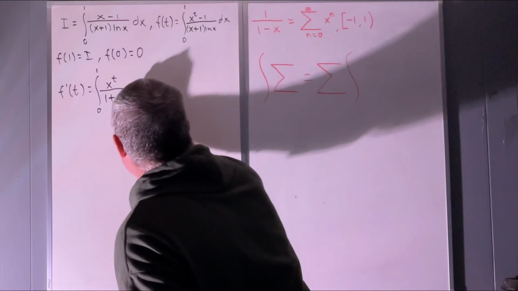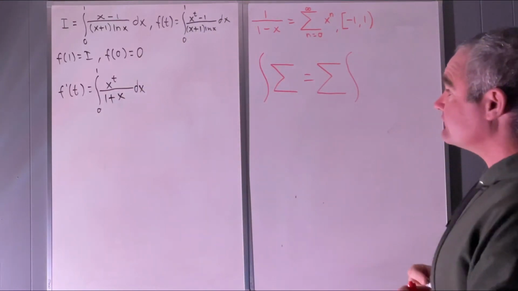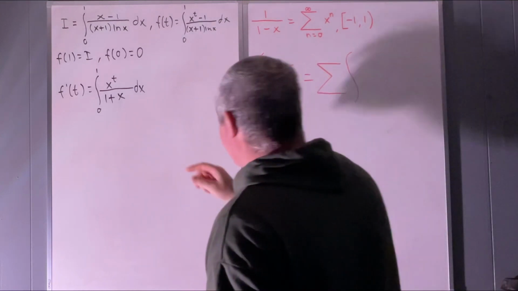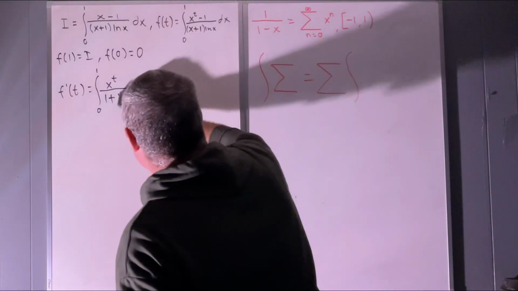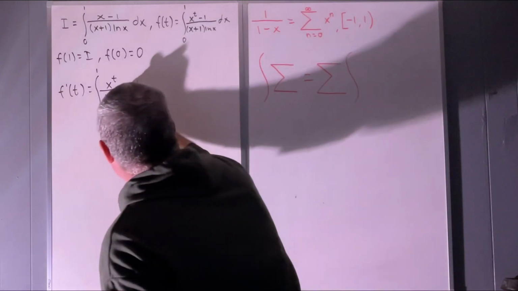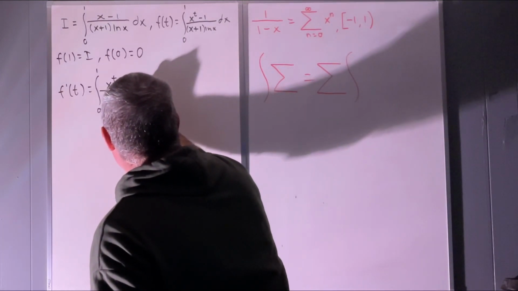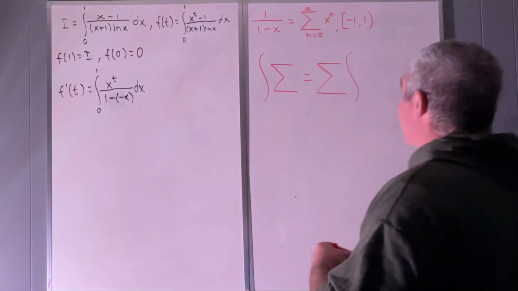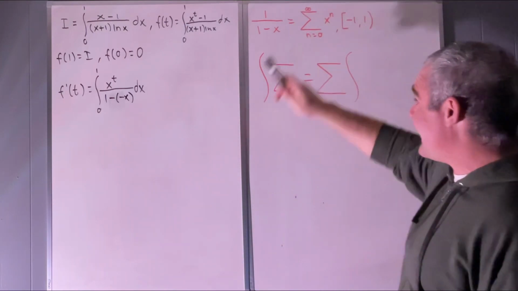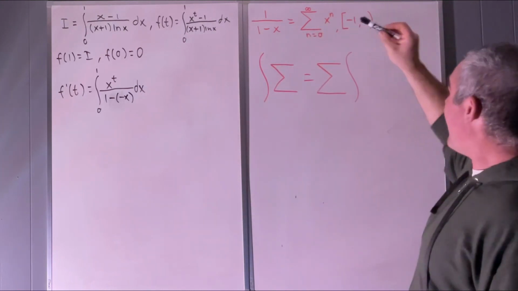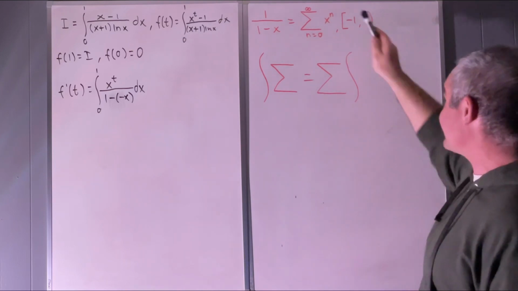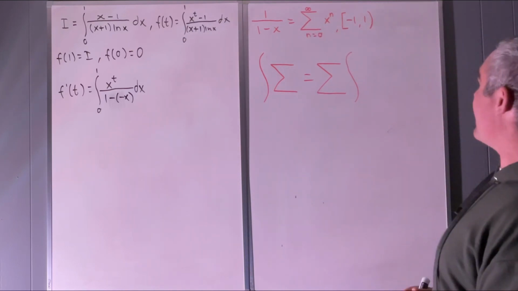1 plus x. But you know that that can be written as 1 minus negative x. Okay, so now we have it in the right form. So now all we need to do is, since this is minus x and this is minus x, plug in minus x for our x in our sum. So what would that give us?